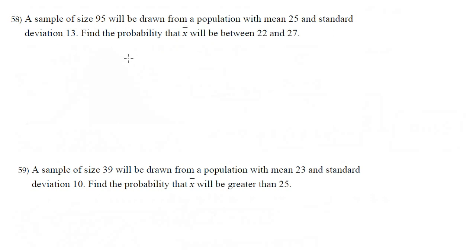So here for 58, 59, and 60, we're looking at the central limit theorem. A sample of size 95, n is 95, that's the size of the sample, will be drawn from a population with mean 25, standard deviation 13, and we want the probability that the means will be between 22 and 27. So we're drawing a sample of size 95 and we're checking the mean of that sample. And we want to know the probability that that mean will lie between 22 and 27, given this information.